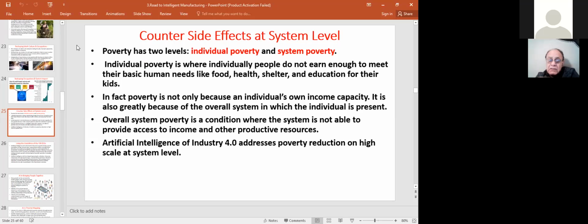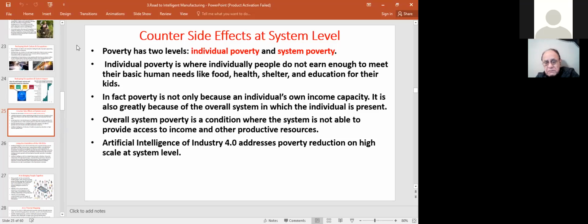Now, in order that the poor person does not remain a poor person, he comes out of the poverty level and is able to avail all these facilities. He has to put himself up and change his skill set to another skill set. But there is another level of poverty reduction, that is on the system level.